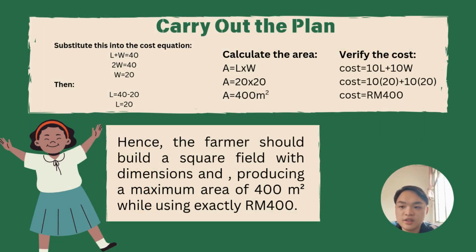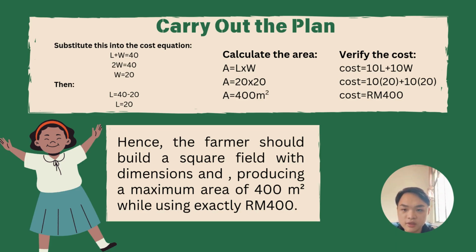So we can substitute the L equals W situation into the cost equation. The cost equation is L plus W equals 40, and substituting L equals W, we get 2W equals 40, and dividing by 2, W equals 20. Then we substitute the value of W to get L, which is L equals 40 minus 20, so L equals 20. And we calculate the area, A equals L times W, and substitute the values of L and W. We can get A equals 400 meters square.